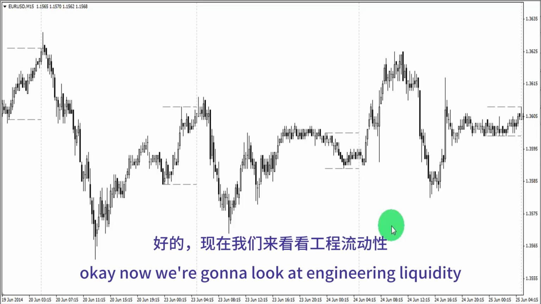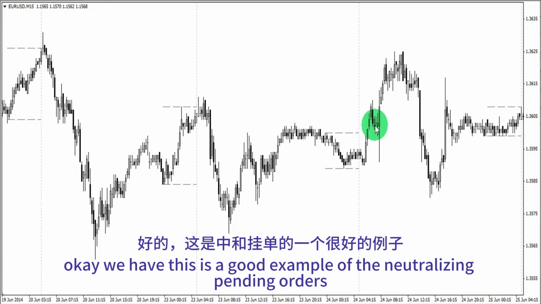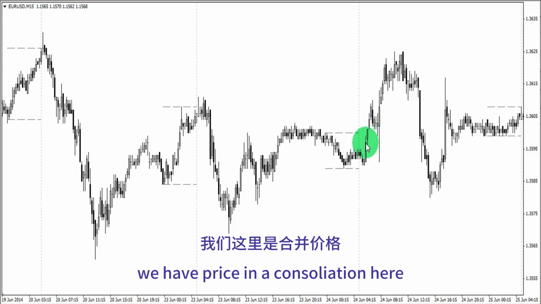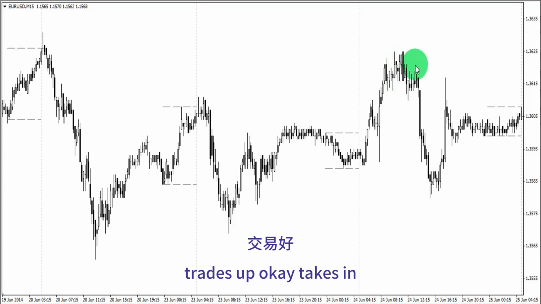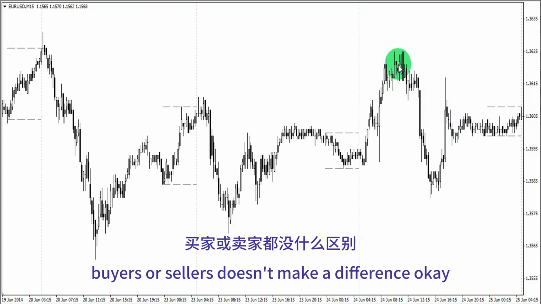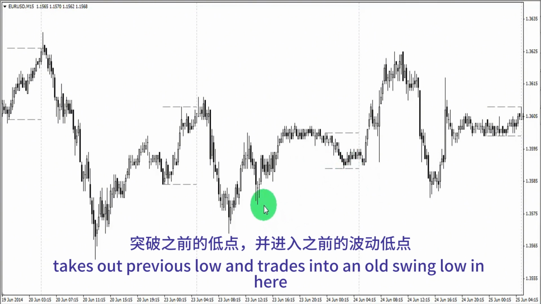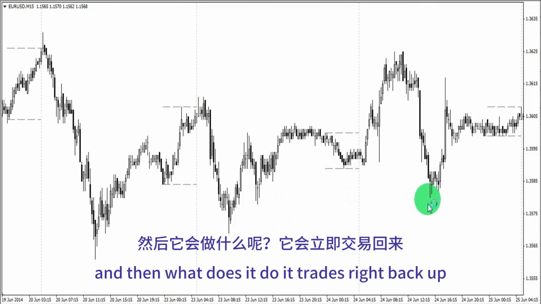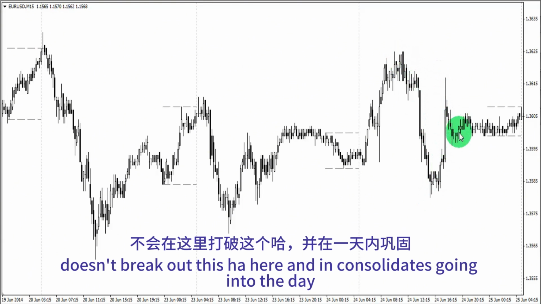Okay, now we're going to look at engineering liquidity. This is a good example of neutralizing pending orders. We have price in a consolidation here, trades up, takes in buyers or sellers, doesn't make a difference, by blowing out previous highs, trades down, takes out a previous low, and trades into an old swing low in here. And then what does it do? It trades right back up, doesn't break out this high here, and then consolidates going into the day.